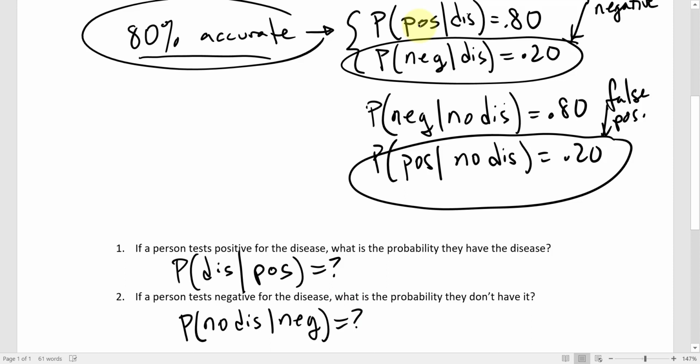So the chance that you test positive if you have the disease isn't the same as the chance you have the disease if you test positive. It's the same idea in real simple terms. You could say the chance you have a cold if you sneeze isn't the same as the chance you sneeze if you have a cold. They're different. They could potentially be really different. And in this example, they are hugely different.